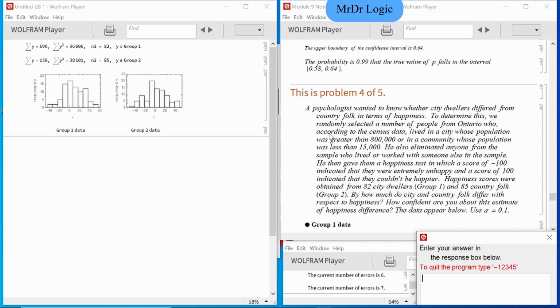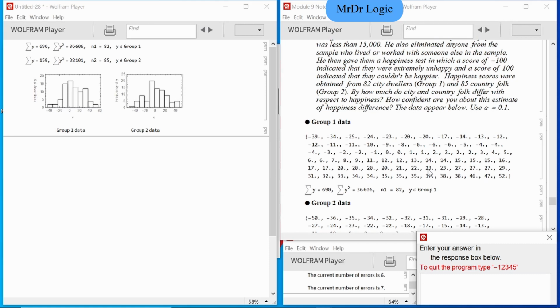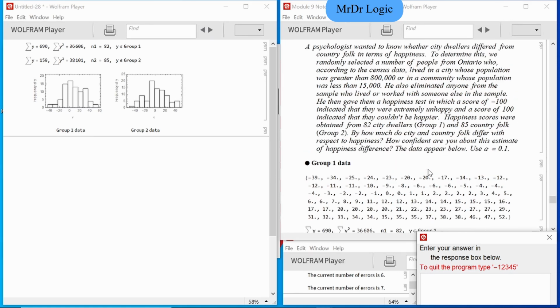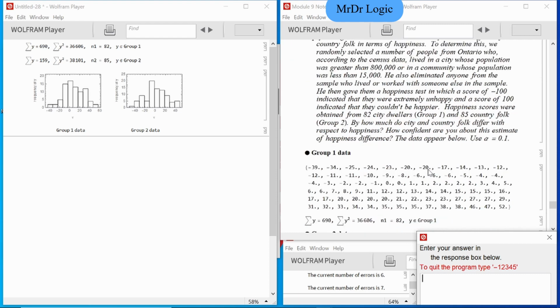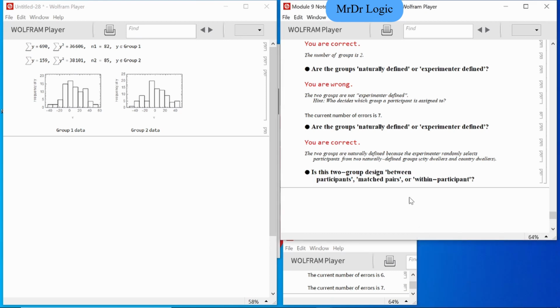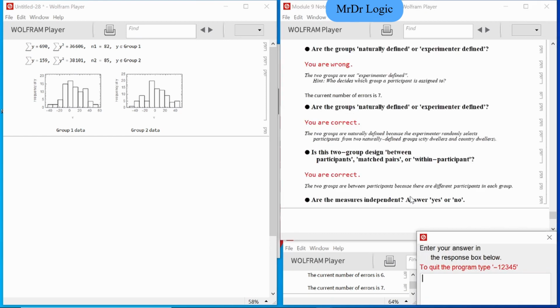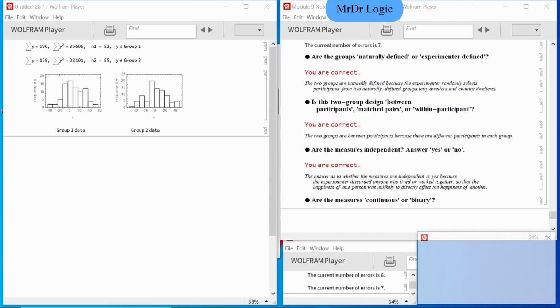According to his sentence, he lived greater than 80,000 and the population was less than 15,000. He also eliminated anyone who lived with... Okay. I get the feeling it's between participants. Usually I don't like to trust my gut when giving the answers, but that's usually how it goes.